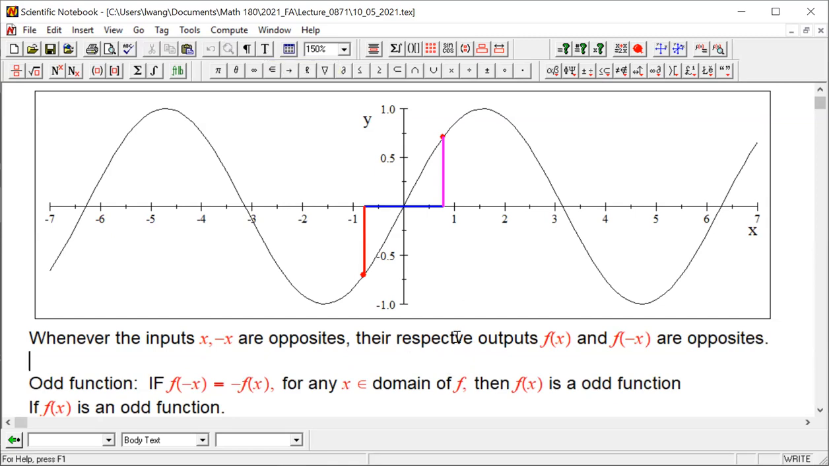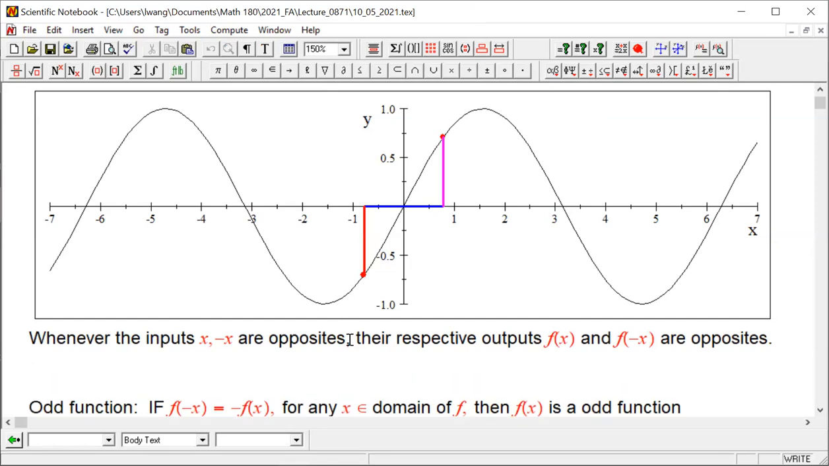Whenever the inputs are opposite, right? X and negative x are opposite. X could be positive. If x is positive, negative x will be negative. If x is negative, negative x will be positive. If the inputs are opposite, their respective outputs are opposite as well, implying that this purple and red are opposite. What does it mean they're opposite? If we put the negative sign in front of one, we get the other.